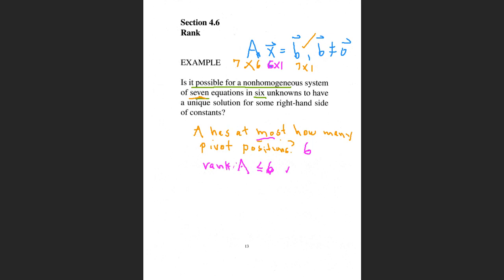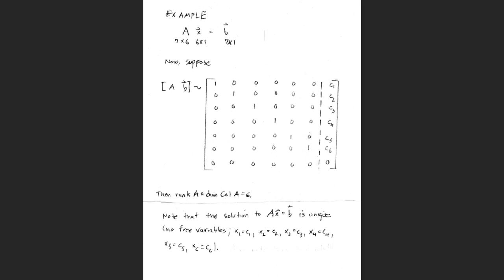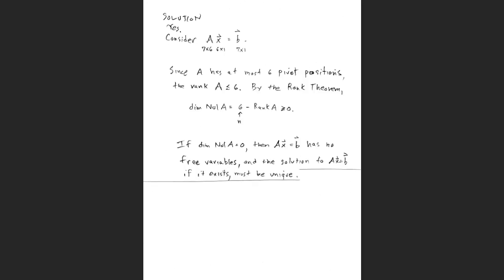Okay, so if we make use of this, the answer to this question is going to be yes. It is possible for this non-homogeneous system to have 7 equations and 6 unknowns. Let me show you why. All right, so we established that the rank of A, the dimension of the column space of A, is less than or equal to 6.